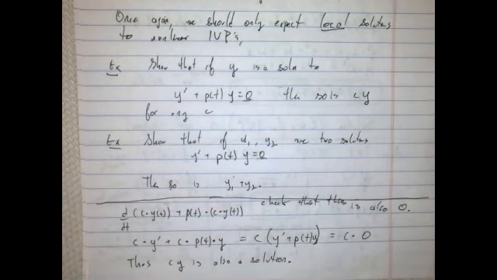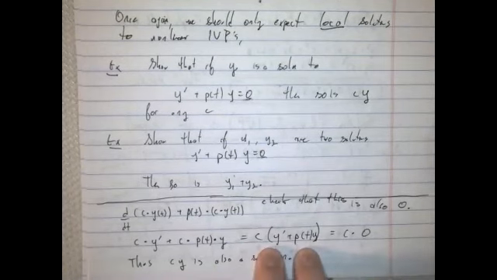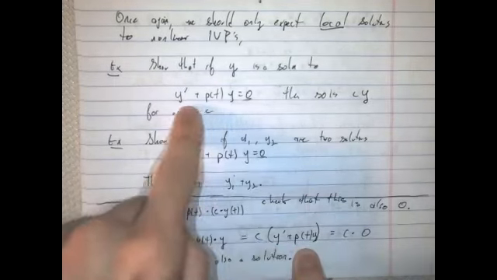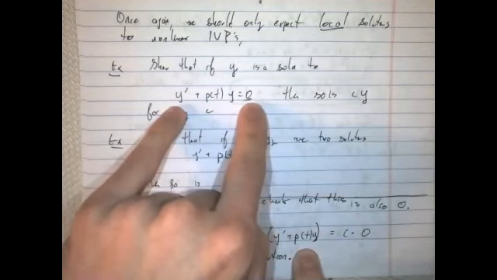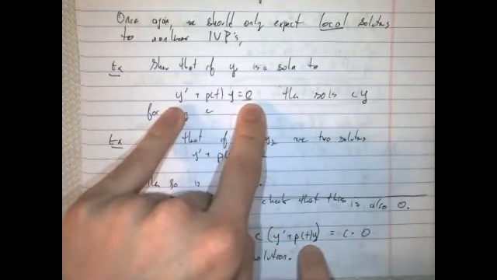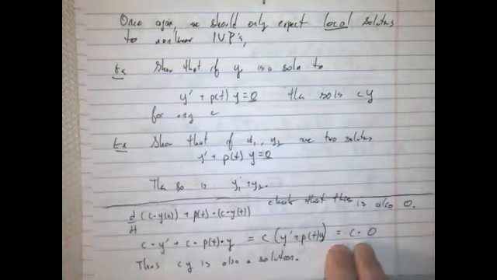So wait, but why'd you multiply c to 0? Because this thing is assumed to be 0. Because I assume that y is a solution, which means this equation holds. y prime plus p of t y is equal to 0. Okay.